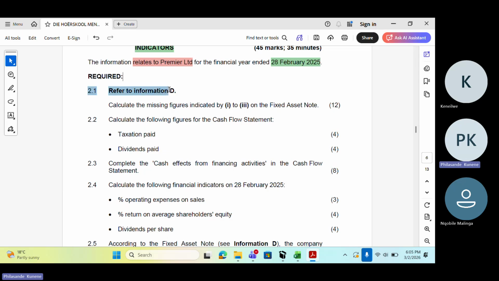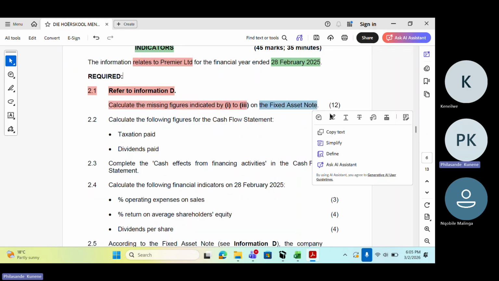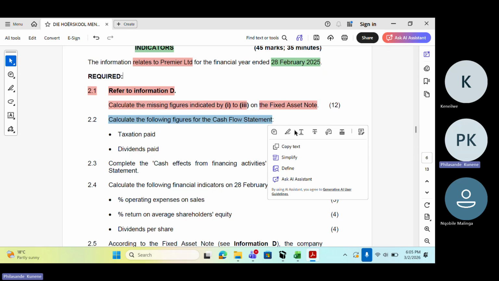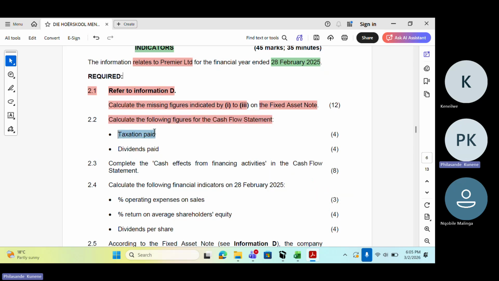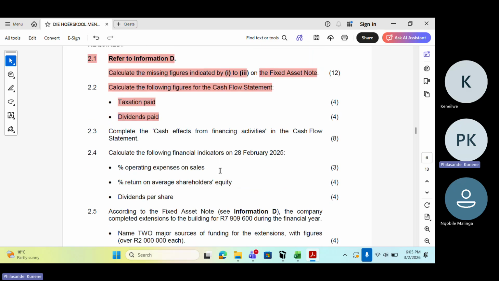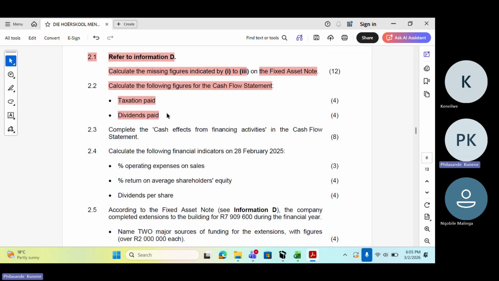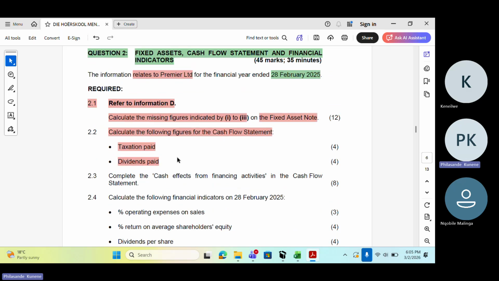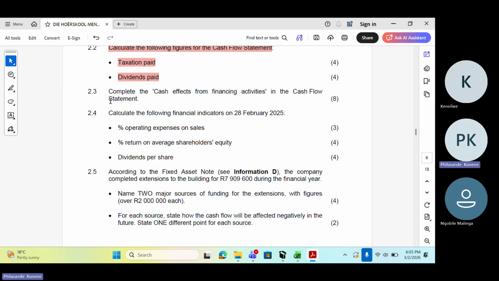Then for 2.1, they said, refer to information D, and then you have to calculate the missing figures indicated by Roman figure 1 to Roman figure 3 on the fixed asset notes, right? We did work on this one. And 2.2 calculates the following figures for the cash flow statement, taxation paid, and they also want dividends paid. I think we did calculate this one again. We're just going to recap, go through it quickly, and then we move on to 2.3.